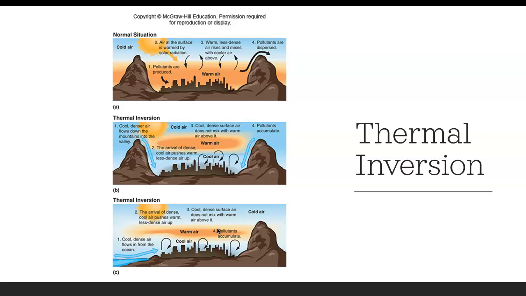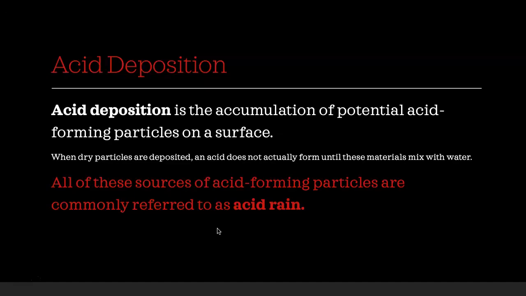Like one example in our textbook, in 1953, in a town in Pennsylvania, 20 people died. It's because of the cold air trapping the warm air close to the ground and trapping those pollutants. That's why those people died.